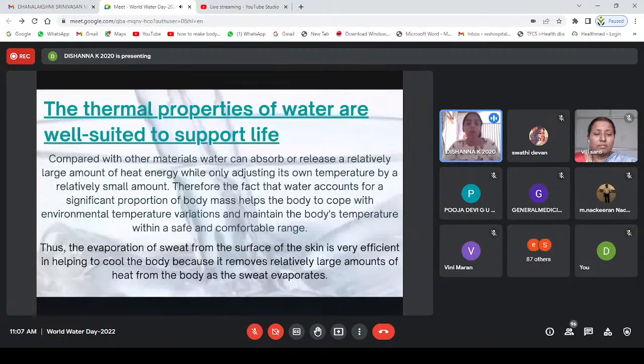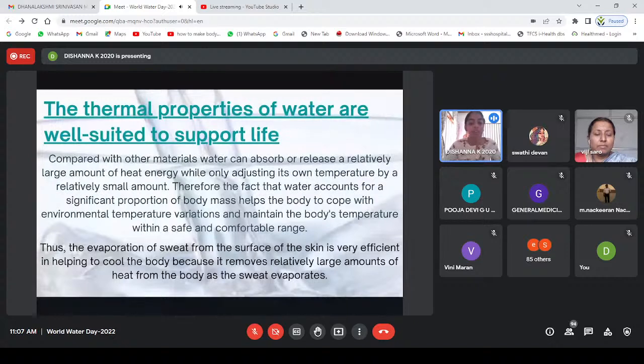So now, the thermal properties of water are also well suited to support life. Compared with other molecules, water can absorb and release a large amount of heat energy while only adjusting its own temperature by a very small amount. So this property helps, since water accounts for a significant proportion of body mass, which helps the body cope with environmental temperature variations and helps the body maintain its temperature within a safe and comfortable range.